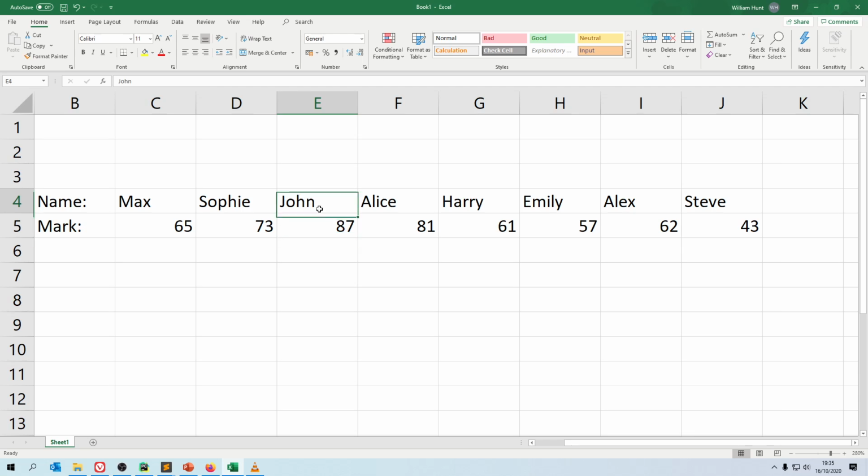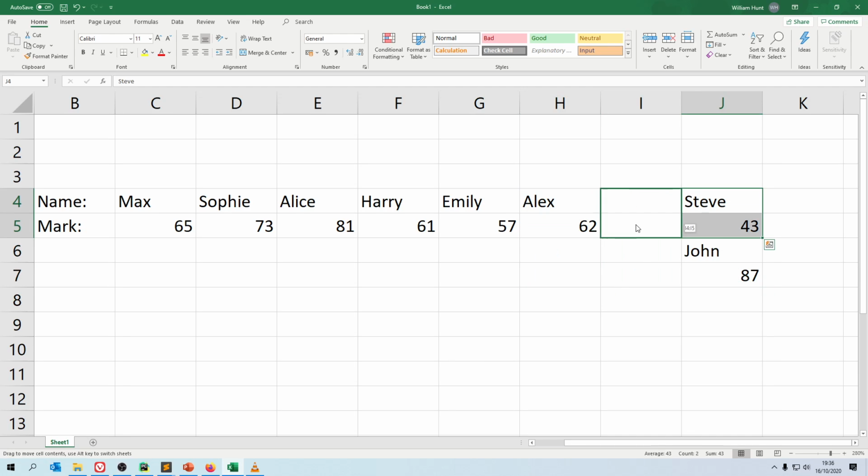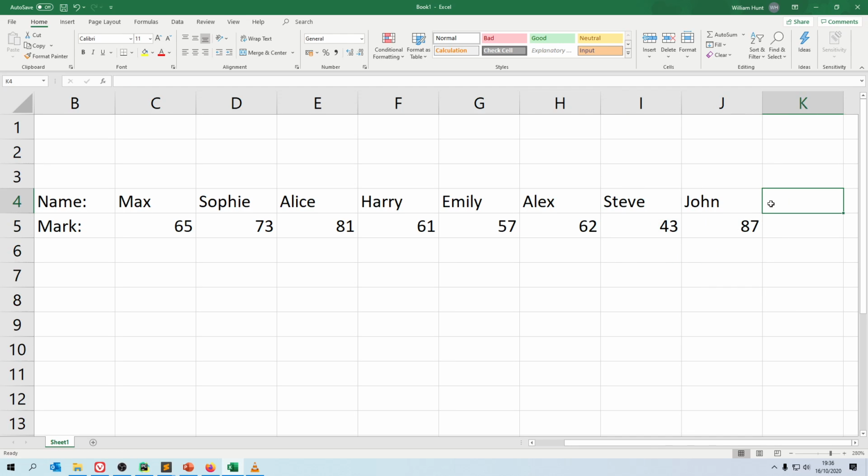Then we're in column E, John and Alice. John again is greater than Alice, so they swap. And then John is compared to Harry because we're in column F. Again, John and Harry swap around. Then John and Emily, they're compared and they swap around. Then John and Alex, again, John is greater than Alex. This is a really easy example because John is greater than everything, so he just sort of percolates up. Well done, John. Now we've done our first pass.